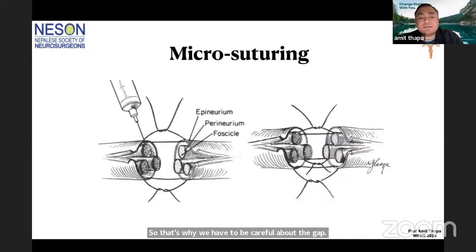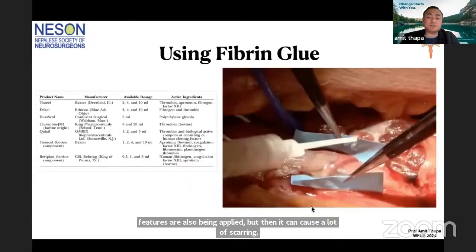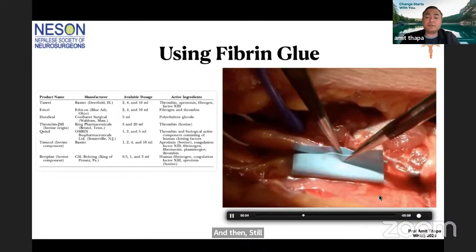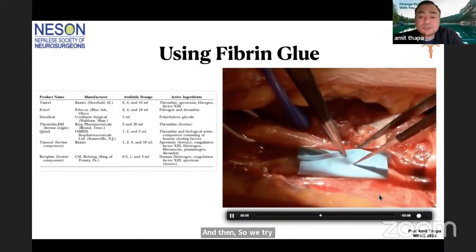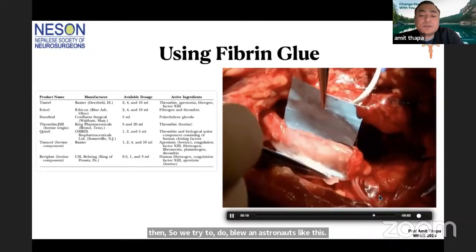As for microsurgery technique, we also know that it has to be an epineural stitch. Interfascicular stitches are also applied, but they can cause a lot of scarring. So epineural is the one we try to do as much as possible. And then we try to do a glue anastomosis like this. It is a dip and drip technique by which the glue is applied.